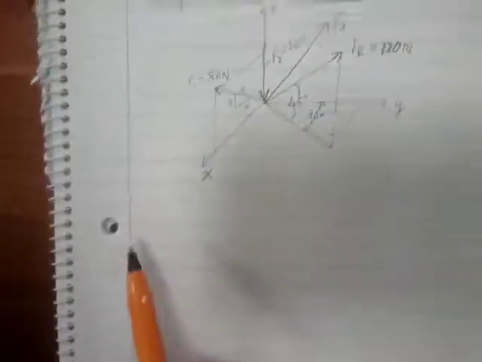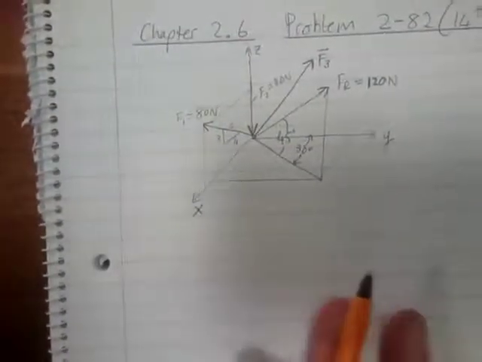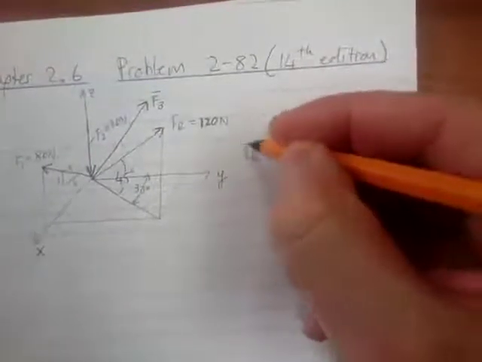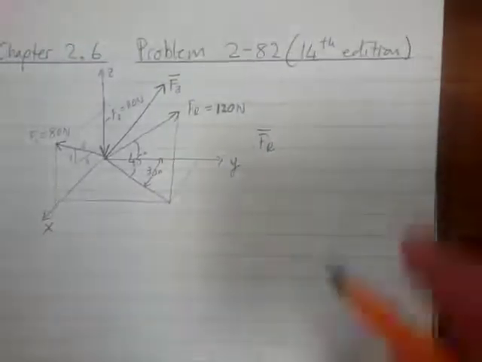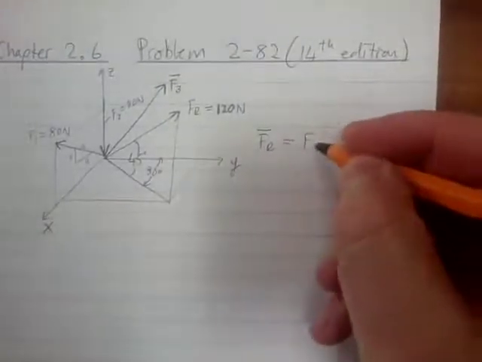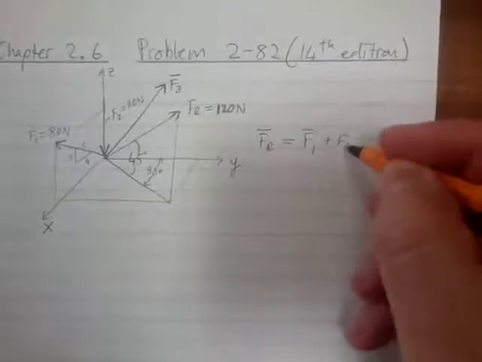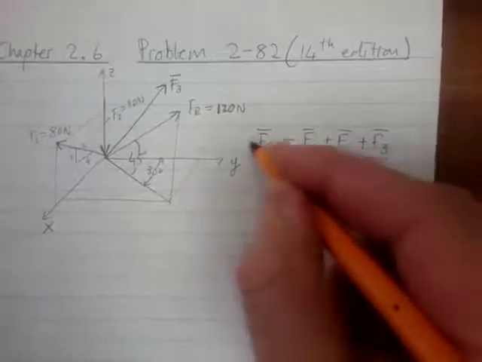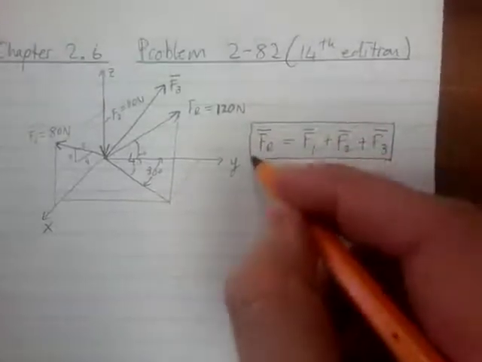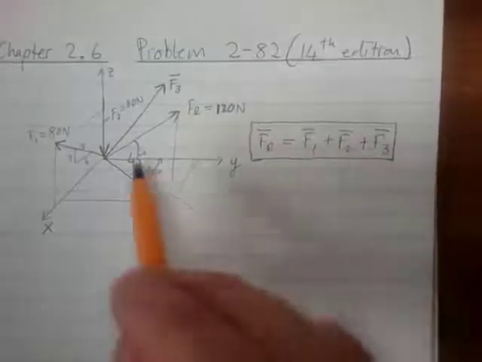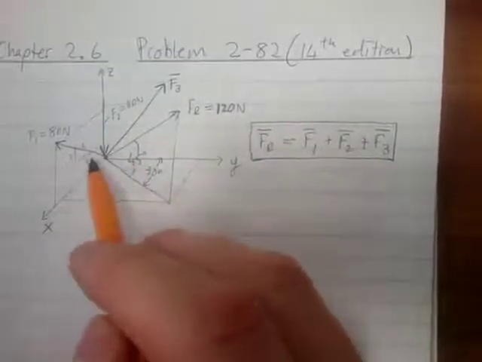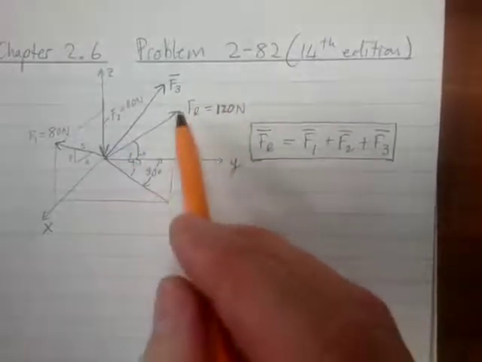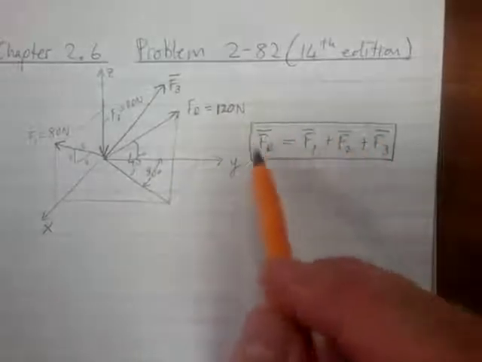Now I just want to write this down first in vector form, right next to it. Fr in vector form equals F1 plus F2 plus F3. We should be clear about this by now: adding up these three forces means we're adding up three vectors, and then we have a resultant force vector.